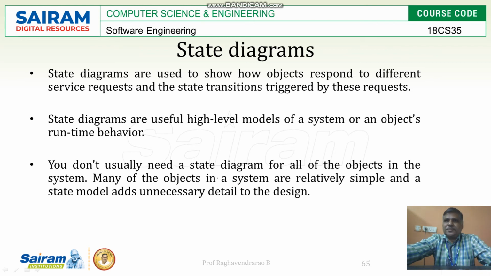State diagrams. These are the diagrams used to show how the object responds to different service requests. That means transitions. State transitions will have triggers, or execution requests. We can say that if a function is triggered, I ask for some function, and immediately it is executing. So the triggering is there, and those things are executed in state diagrams. The state changes from one state to another state.